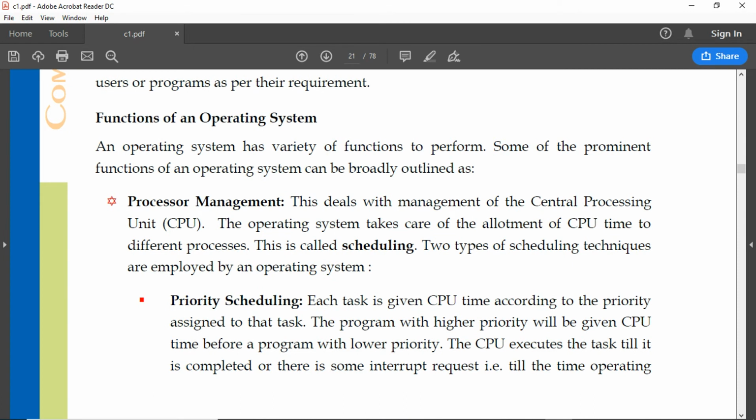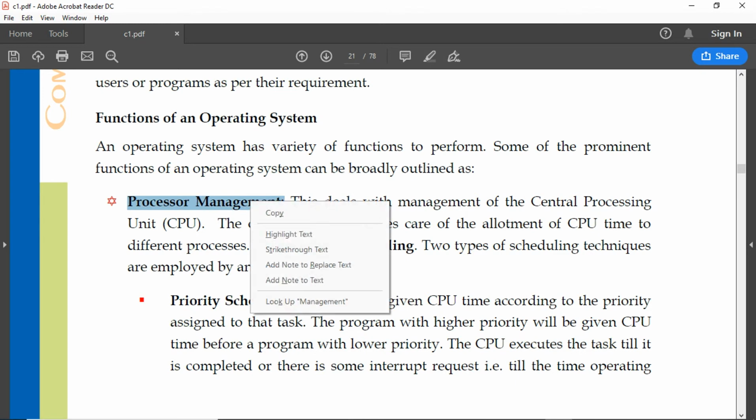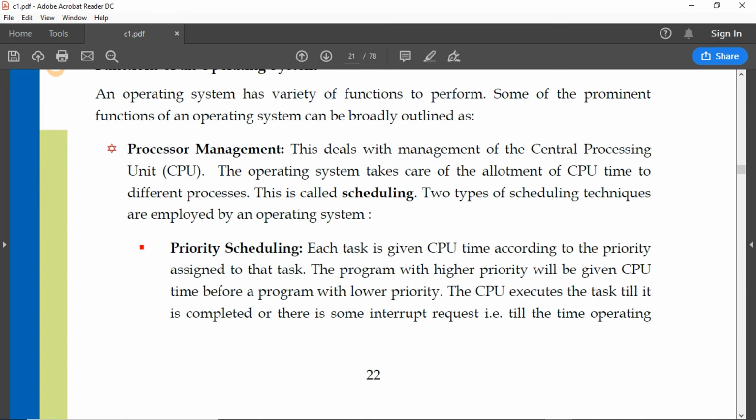Functions of an operating system. An operating system has a variety of functions to perform. Some of the prominent functions of an operating system can be broadly outlined as: processor management. This deals with management of the central processing unit, CPU. The operating system takes care of the allotment of CPU time to different processes. This is called scheduling.